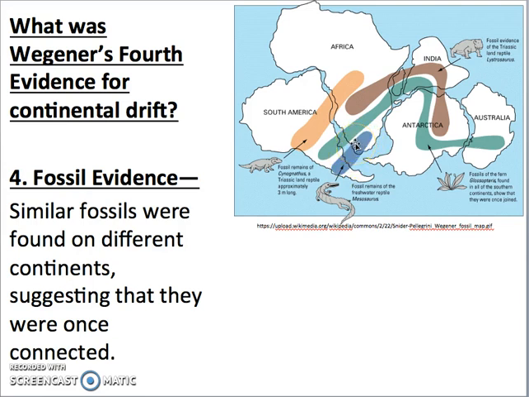And some other fossils that are noteworthy are the Cynognathus and the Lystrosaurus. So these are just some fossil remains that are notable for proving that the continents were once connected.